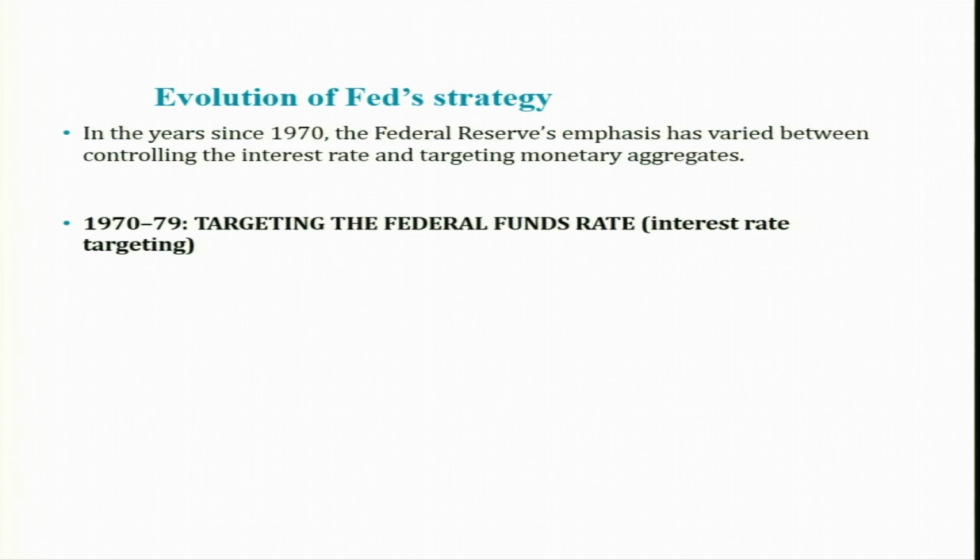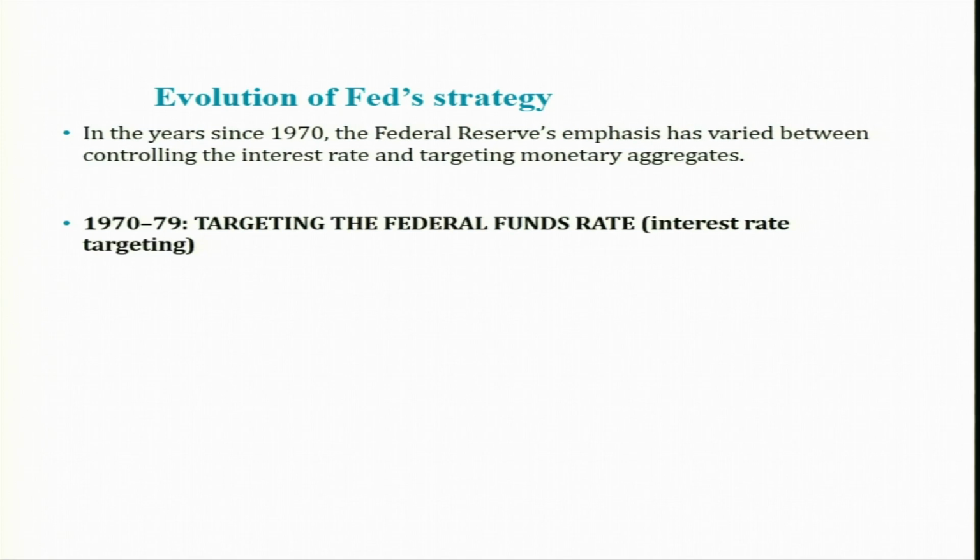In the years since 1970, the Federal Reserve's emphasis has varied between controlling the interest rate and targeting monetary aggregates. That means they have been interchangeably using either interest rate targeting or monetary aggregate targeting. Twice during this time period, the Federal Reserve dramatically shifted from one strategy to another. Then in 2008, as you know, because of the 2007-8 financial crisis, a further shift was necessitated by the severity of the financial crisis. Let us review the Federal Reserve strategy as well as the reasons for these shifts by looking at several sub-periods.